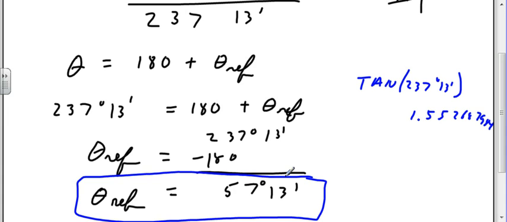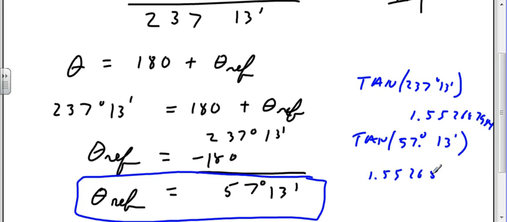Okay, I'm going to do it again and take the tangent of 57 degrees, 13 minutes, close parentheses, and I get 1.55268798, same answer. And that's the whole purpose of having a reference angle, that you get the same answer going either way. Okay, questions about that?